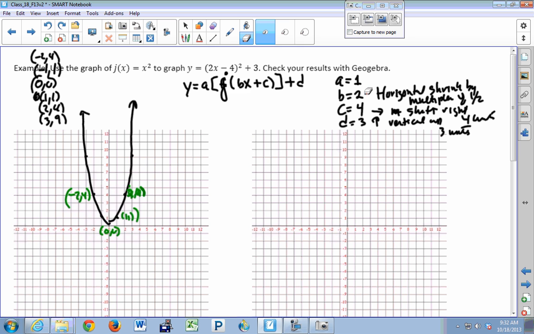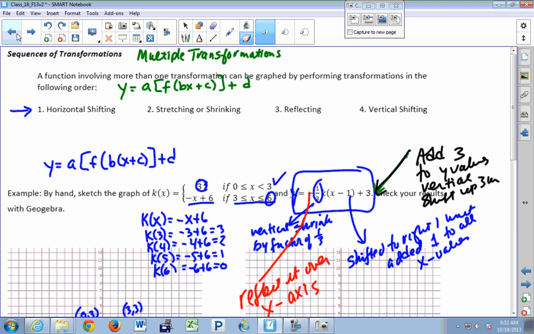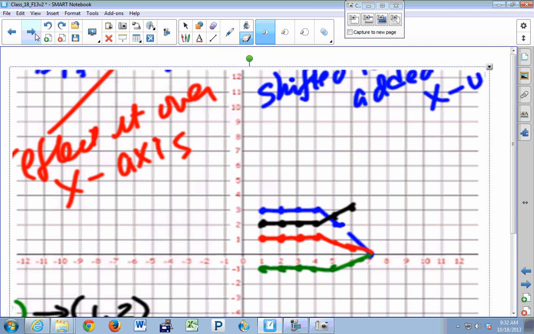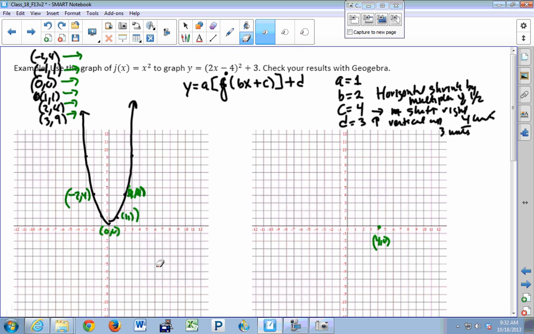So the first thing you're going to do is shift everything to the right. Shift this whole thing to the right. So 0, 0 becomes 4, 0. You're going to add 4 to all of your x values. That's how you do the horizontal. What does it say? Horizontal shifts first, right? Oh, you switched it. No, I didn't switch it. I didn't pull out a factor. It looks just like this. Horizontal shift first.